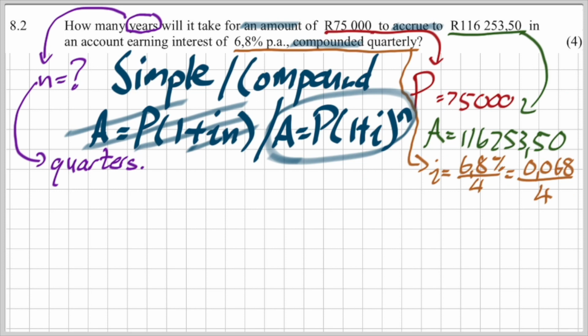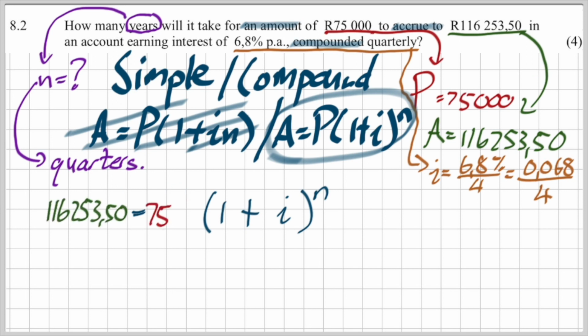Now, some teachers, some students love to go, "Sir, do we use 4 times N?" I don't like to use that. I just love N. And then in the final answer, we interpret. I don't like to complicate my life, because that N in your exponent is the number of quarters, because it's compounded quarterly. So writing out the formula, I'm going to substitute the values in. Then I ask myself, what do I need to calculate? I need to calculate N.